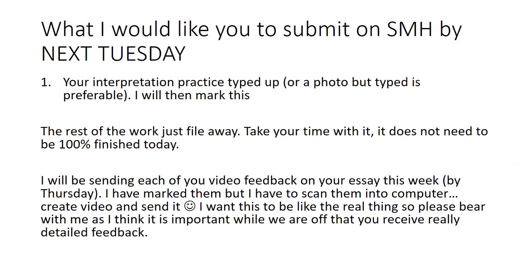The key thing for this week is, what I'd like you to submit on Show My Homework or by email next Tuesday is your interpretation practice typed up, or a photo, but typed up is preferable. I'll then mark this. The rest of the work, just file away, take your time with it. It doesn't need to be 100% finished today.